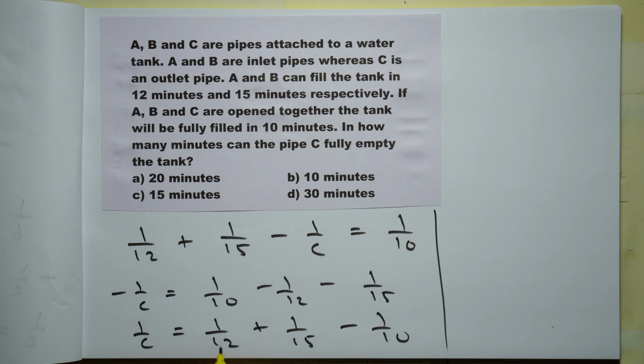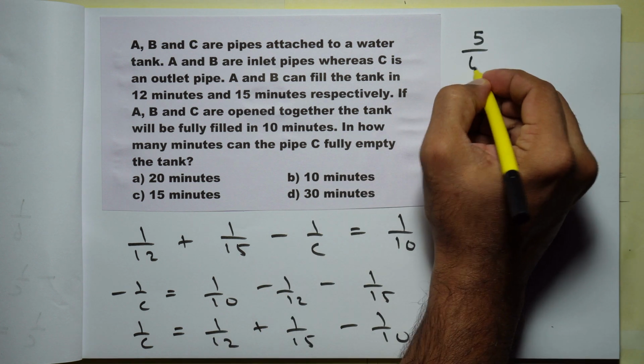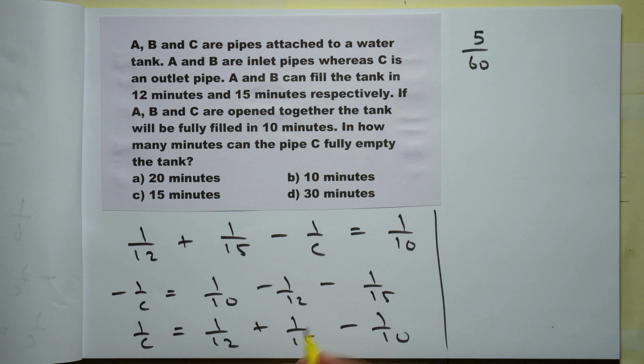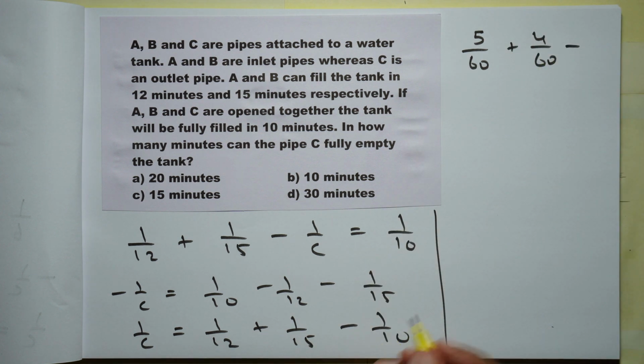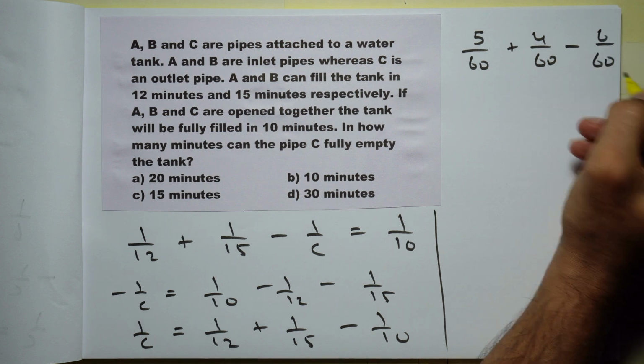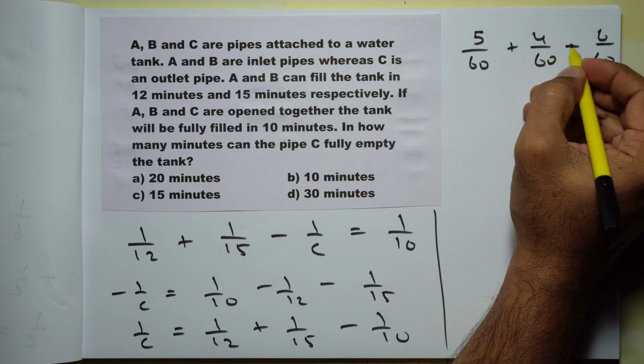Now here the LCM of 12 and 15 is 60. So we'll make the denominator the same, 60. Here I'll multiply by 5, so that is 5 by 60, plus here I'll multiply by 4, that is 4 by 60. Here I'll multiply by 6, so 6 by 60. Now we can easily calculate.